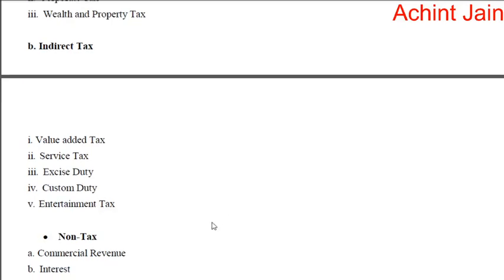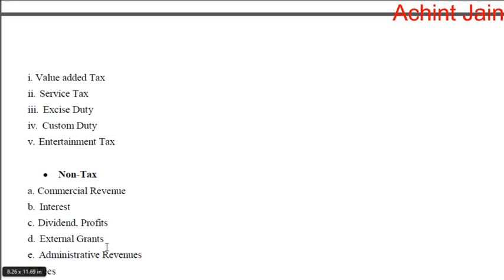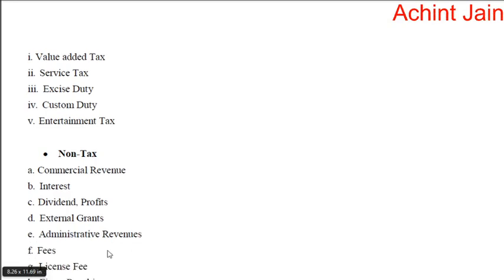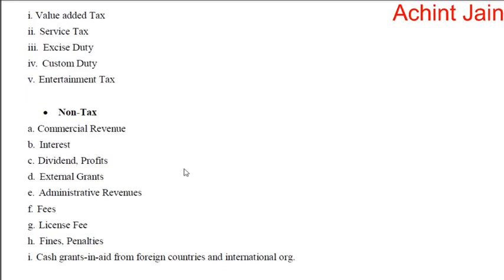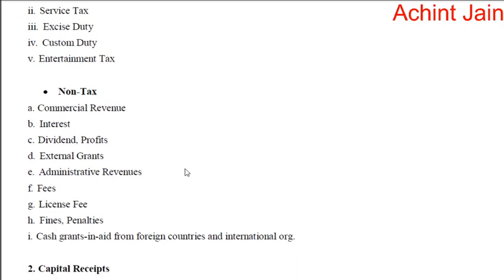Then after the tax revenue, we will go with the non-tax revenue, which is part of the revenue receipt. In non-tax revenue, so many things are there, like commercial revenue, interest, dividend, profits, external grants, administrative revenues, fees, license fees, fines, penalties, cash grants in aid from foreign countries and international organizations, which you will see on the screen.